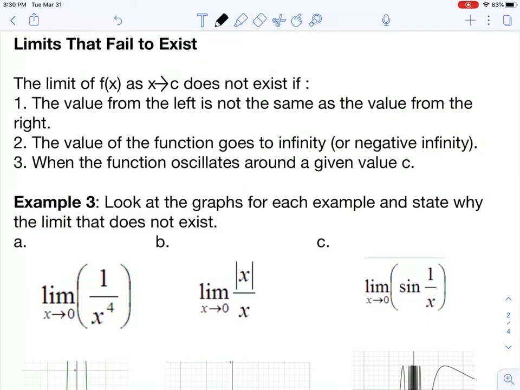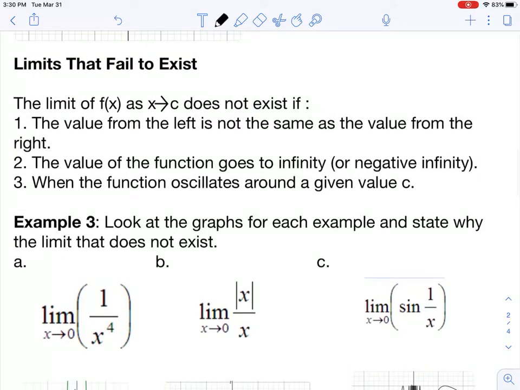So let's look at some graphs. All right, now you look at these graphs, try each one and tell me which reason above they do not exist. Okay, I'm going to pause here and put those in your calculator.